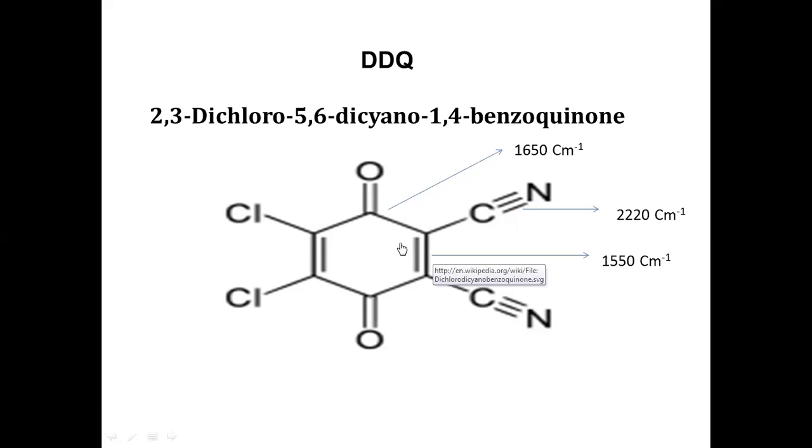If you look at the stretching frequencies, the C=O in DDQ is around 1650 centimeter inverse, the C≡N is 2220 centimeter inverse, whereas the C=C in the benzoquinone skeleton is 1550 centimeter inverse.